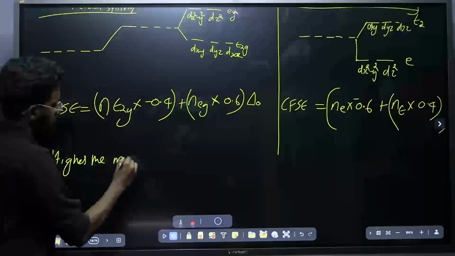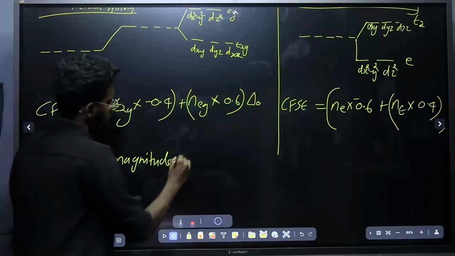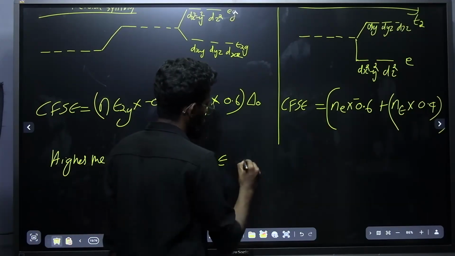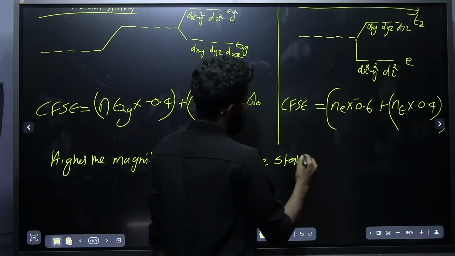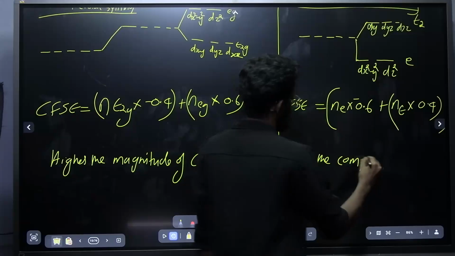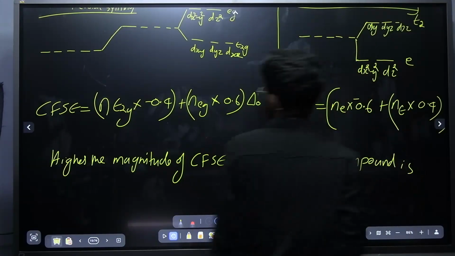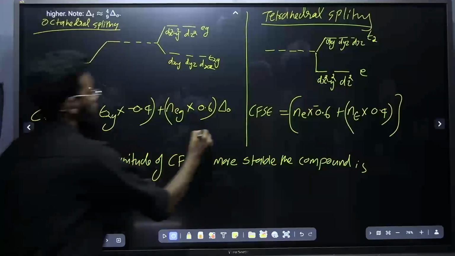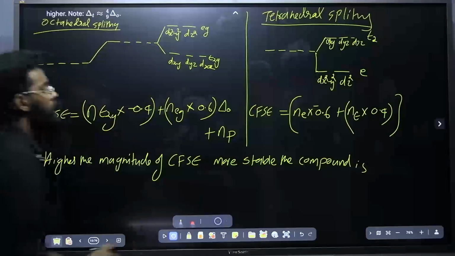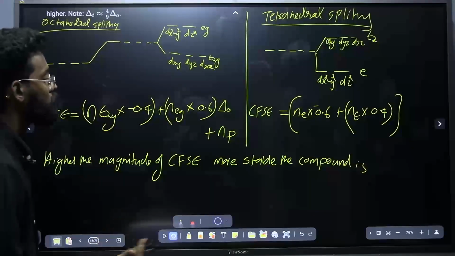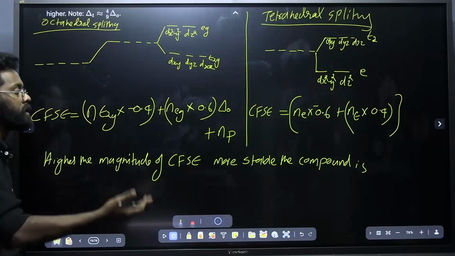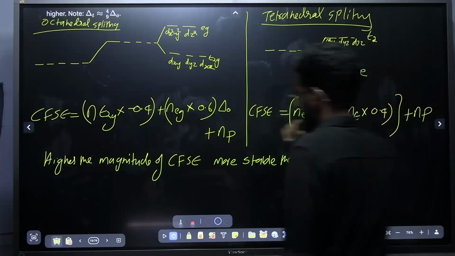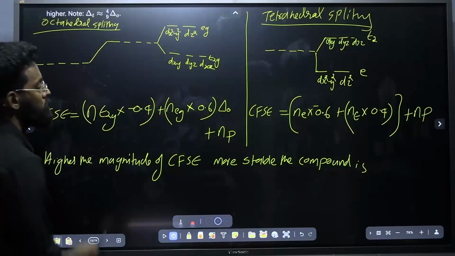Higher the magnitude of CFSE, more stable the compound is. Okay, there is one more point you have to add on in the equation, that is plus NP. What is NP? NP is the number of pairing that is caused due to ligand. It is the additional or extra pair that has come due to ligand. That also you have to add here, plus NP. Okay, higher the magnitude of CFSE, more stable the complex.